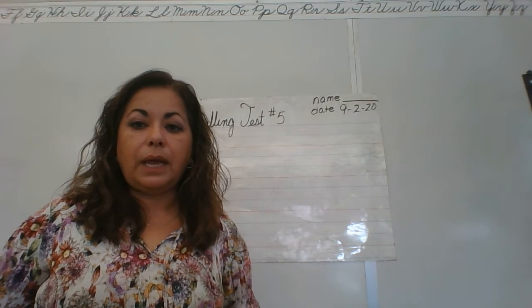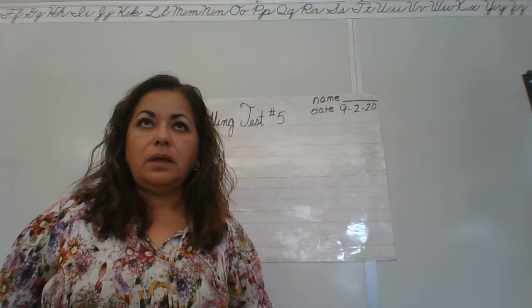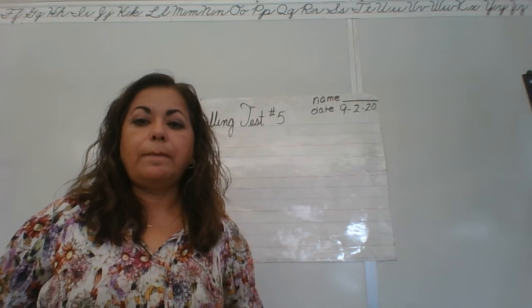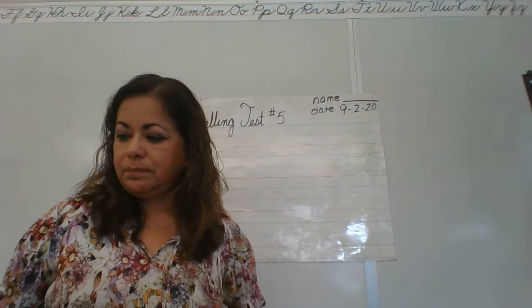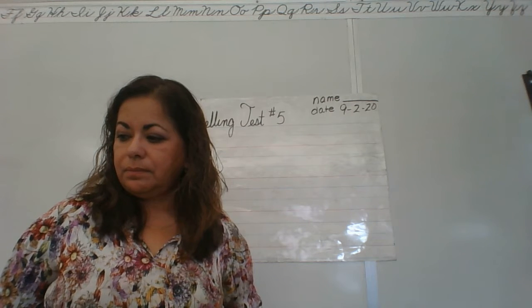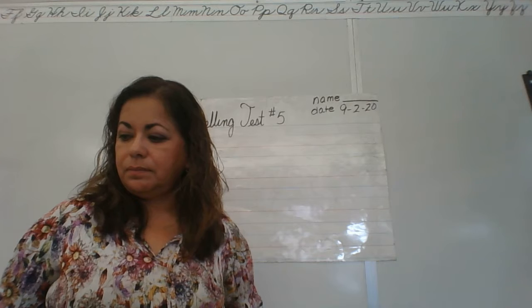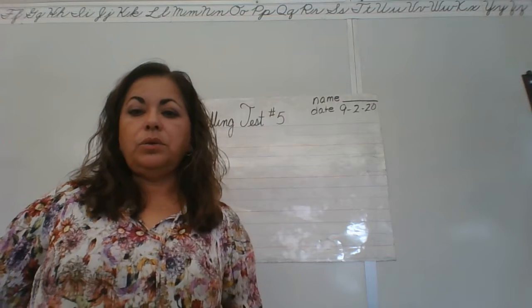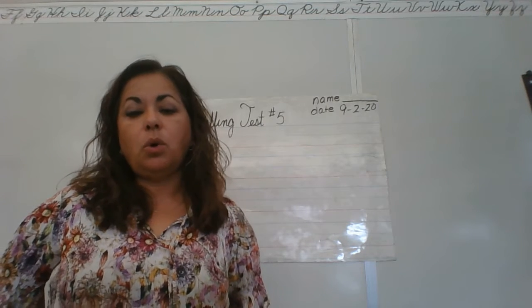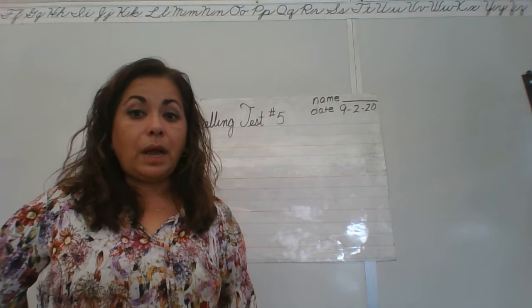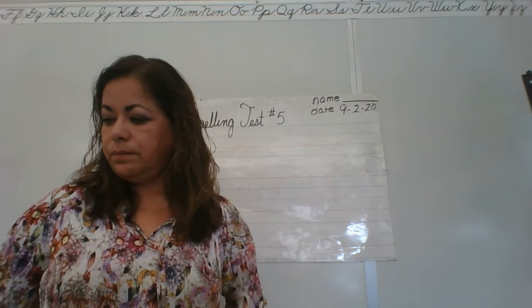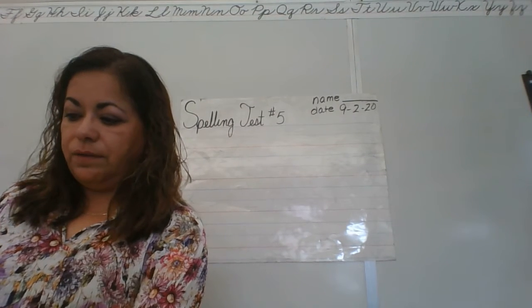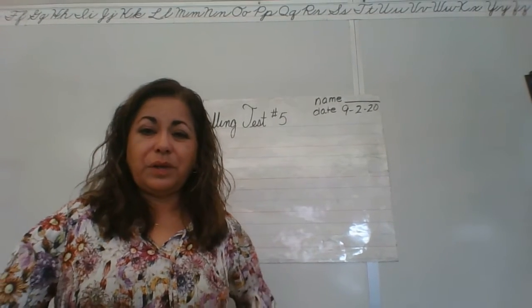The next word is plane. The plane flew over our house. Plane. And number 5, the word is tone. When you speak, please keep your tone down. We are in a library. Tone. Okay, that's 5. If I went too fast, I'm sorry.